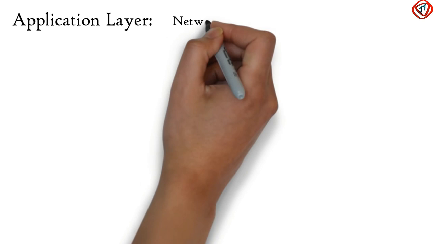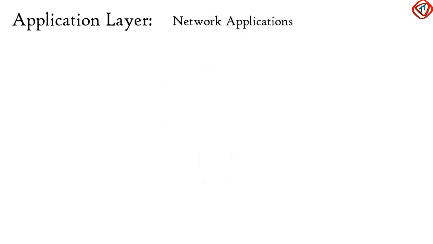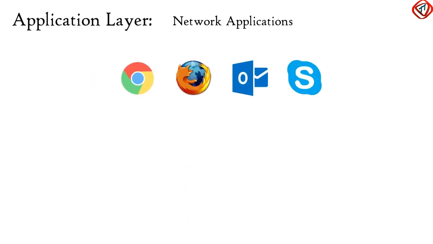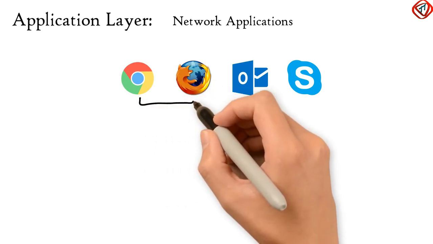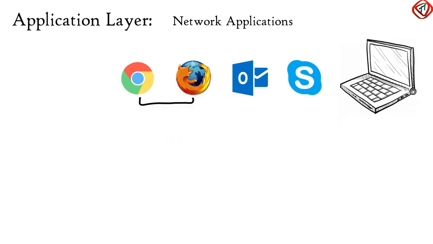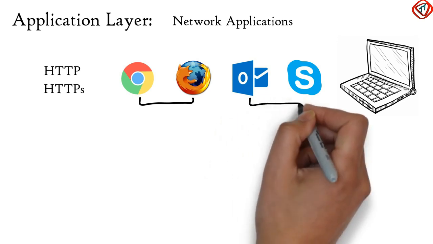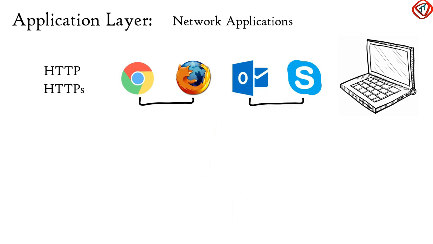The application layer is used by network applications. Network applications means computer applications that use the internet, like Google Chrome, Firefox, Outlook, Skype, etc. A web browser is a network application running in your PC. It does not reside in the application layer, but it uses the application layer protocols HTTP or HTTPS to do web surfing. Not only web browsers, but all network applications including Outlook, Skype, etc. are dependent on application layer protocols to function.